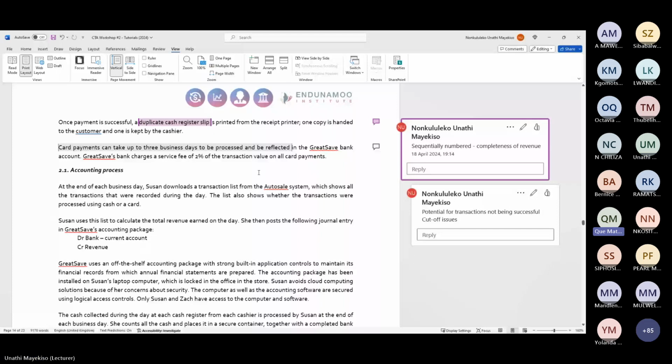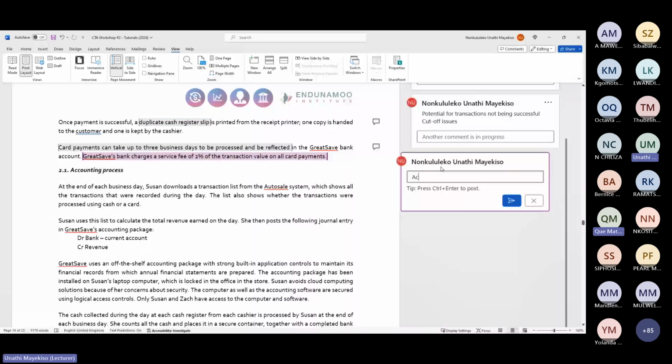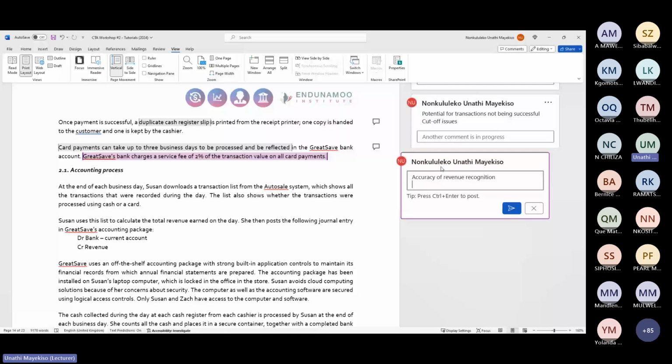Can I please add something? I think revenue recognition, as in accuracy, could also be at risk. I don't know how they're going to deal with that 2%. Do they recognize revenue at 98%, or do they recognize it at 100% and make that an expense? But revenue recognition is a risk as well, because the revenue shouldn't include the 2%.